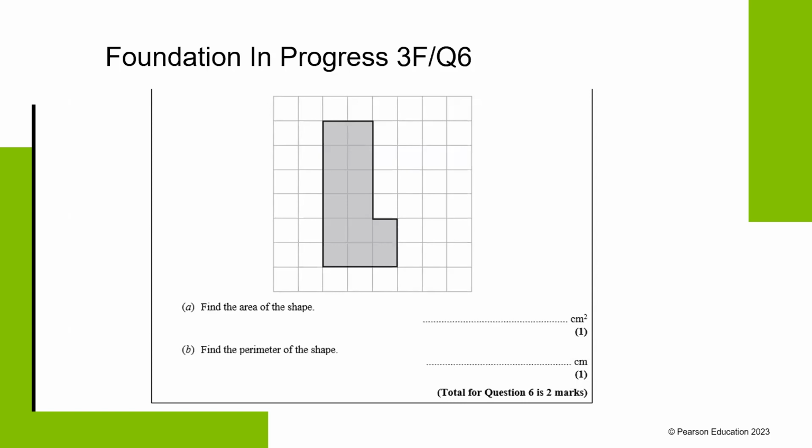Part B, the perimeter, caused more issues when candidates, as we can predict, missed some of the sides, double counted some of the sides. They got confused between area and perimeter, and so no marks could be awarded.